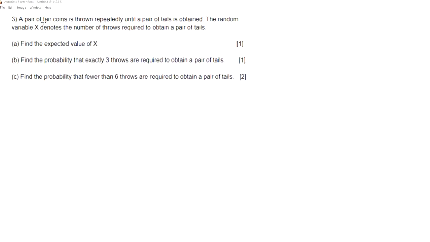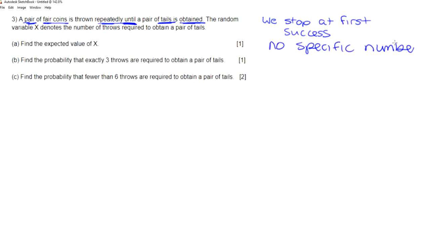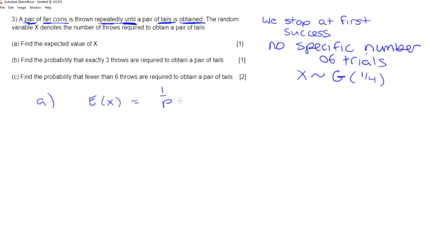For question number 3, we've got a pair of fair coins thrown repeatedly until we get a pair of tails. So this could be us throwing 1 coin twice or 2 coins. We need to get 2 tails. Now, there's no specific number of trials. This is geometric. We're looking for the first time that we get a pair of tails. Where a lot of you went wrong was you said the probability of getting a pair of tails is 1/2. You know what? The probability of getting 1 tail is 1/2.